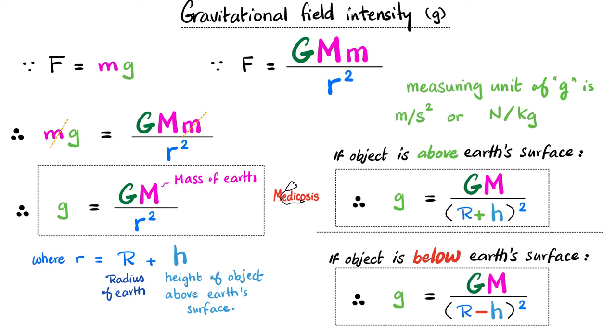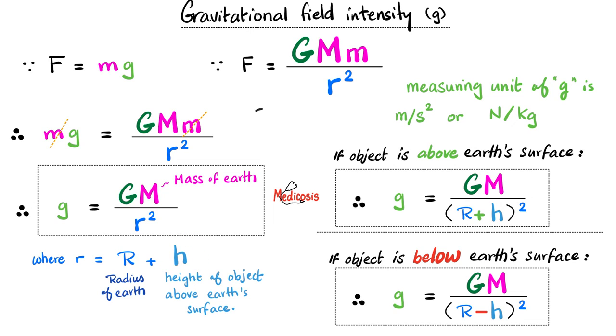Okay, but what is r to be specific? Is it just the radius of the Earth? No, it's the radius of the Earth only if you are right on the Earth's surface. But what if you are on top of a skyscraper? Oh, then you need to add the radius of the Earth to the height of the skyscraper.